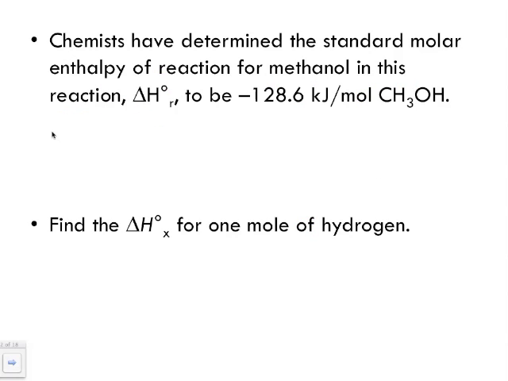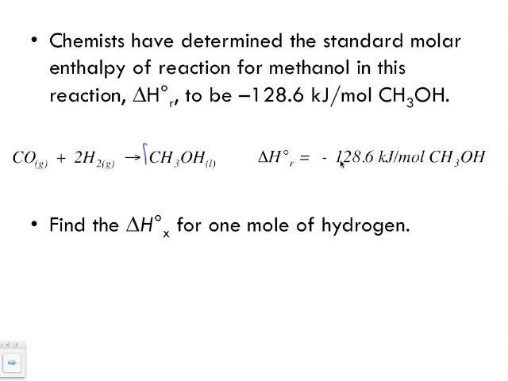Now, chemists have determined the standard molar enthalpy of reaction for methanol in this reaction. So what we have is the delta H, the standard molar enthalpy of this reaction, to be minus 128.6 kilojoules per mole of methanol. So here is our reaction. Notice we are referring to 1 mole of methanol, and that's hence the reason why we have the per mole. So our delta H, our standard molar enthalpy, is that. This is our value.